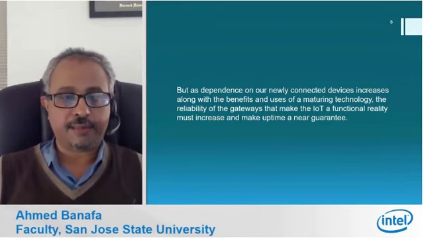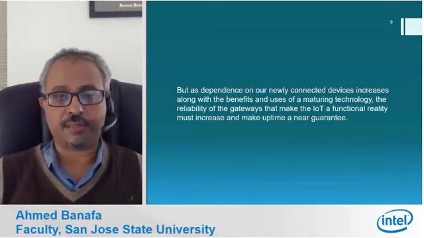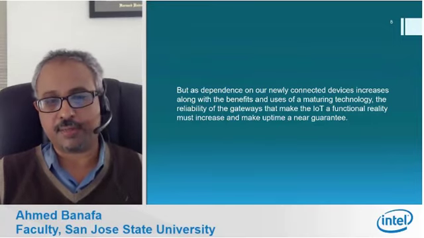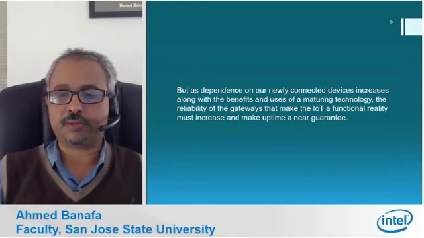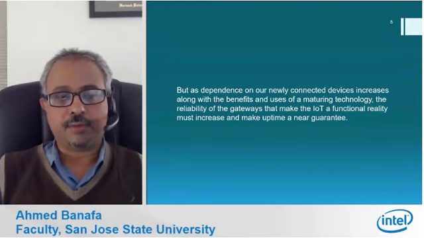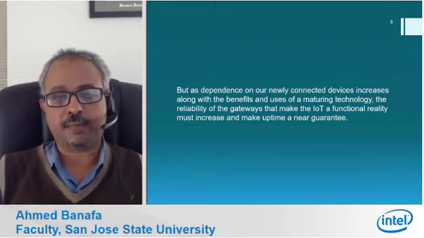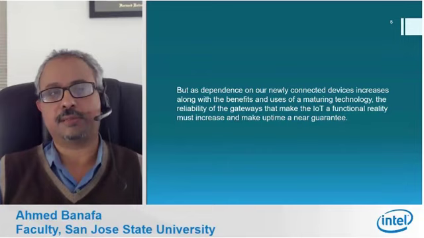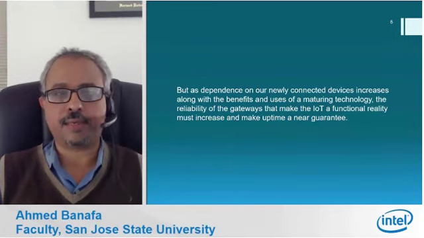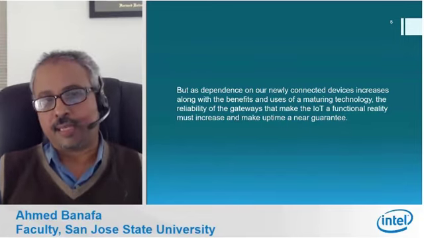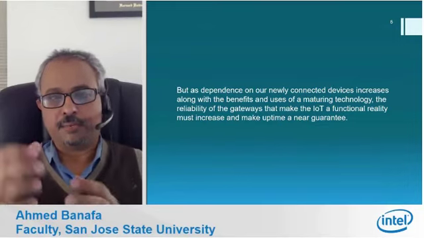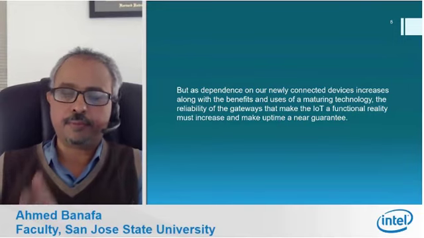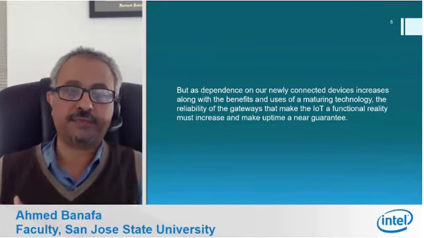But as dependence on these new technologies and connected devices increases, and the use is maturing, the reliability of the gateways that make the IoT a functional reality must increase. In other words, how can they handle the data? How can they deal with the data? We're going to have delays because now you're sending tremendous information to the gateways. Remember, that's the second component of Internet of Things, the connectivity itself.